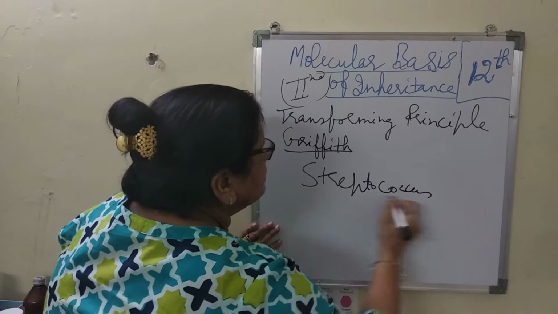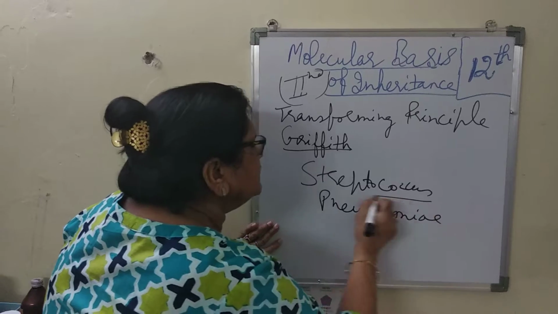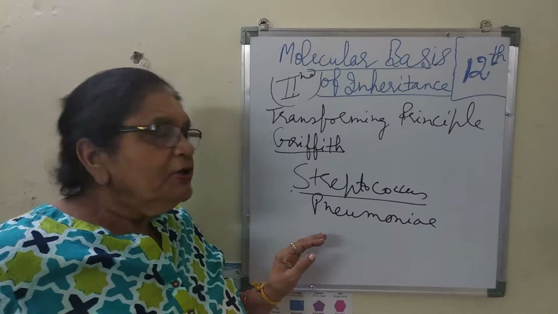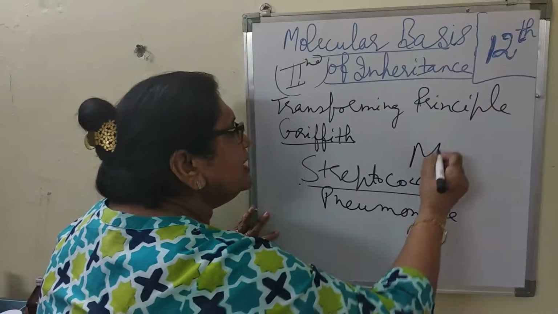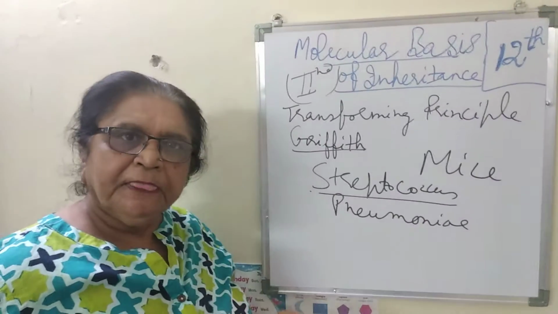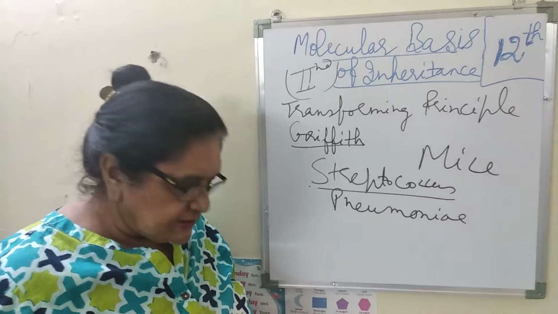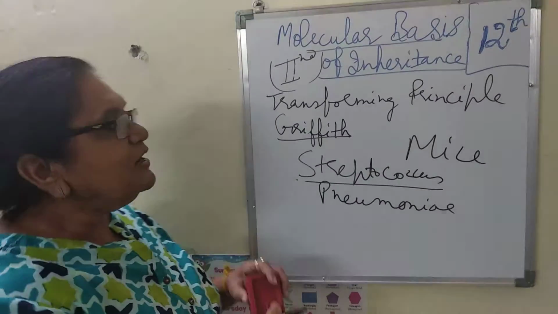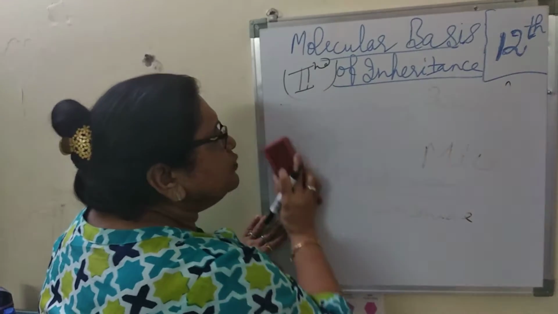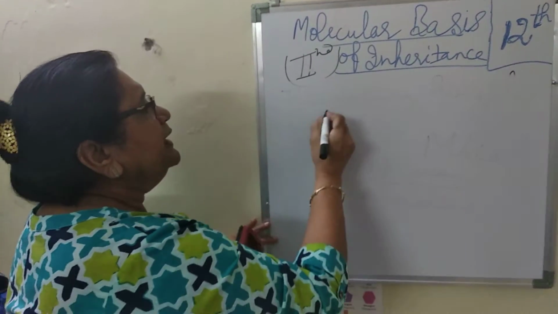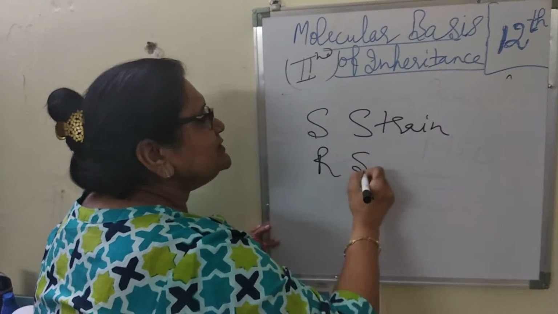Streptococcus pneumoniae, or Diplococcus also. They cause pneumonia in mice, and the experiment was done on mice. He observed that two types of strains are present, one that causes the disease and one that does not. The first one is called the S strain. The second is called the R strain.